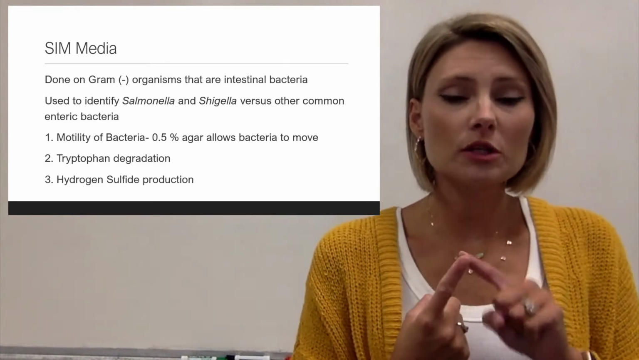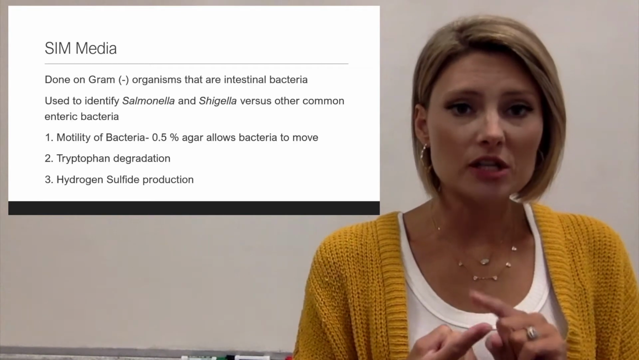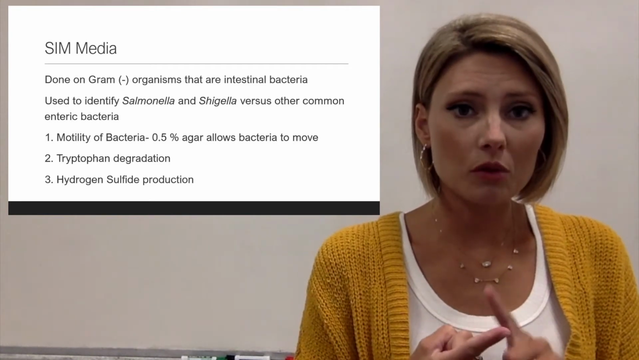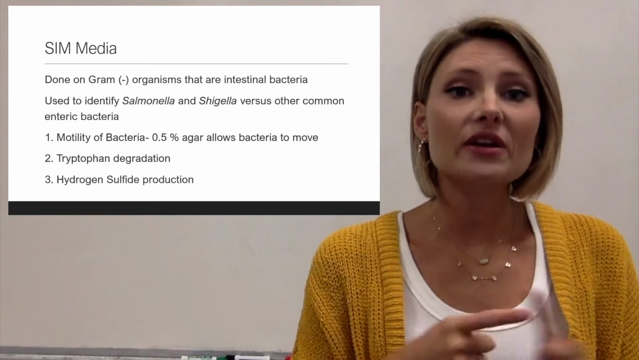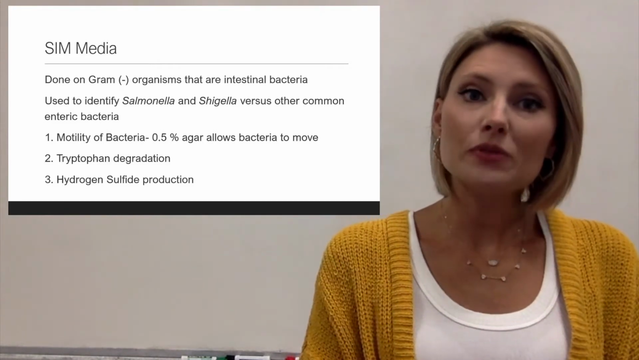So the first part, the motility. SEM stabs have the same amount of agar as motility stabs. They have 1/3 of the normal agar. So that means that the bacteria have the ability to move around. We've already done a motility stab, so we're not going to worry about looking at the motility for the SEM stab, but if you wanted to do that, you could.